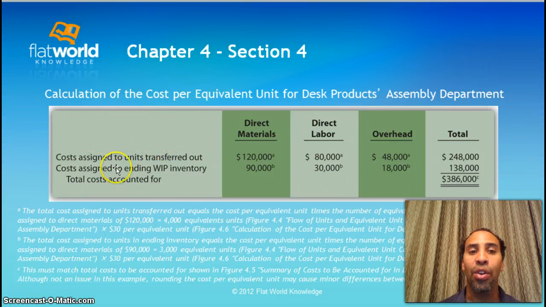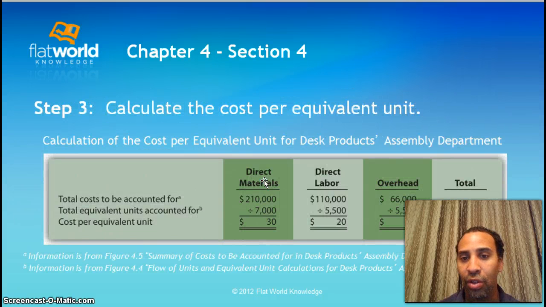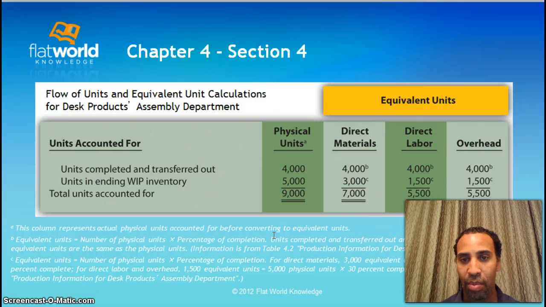Now you have to look for your cost assigned to ending work in process inventory. So you see that this is 90,000, 30,000, and 18,000. This one's a little bit trickier, so you wonder, where did I get the 90,000 from? You have your units that you ended in your work in process. So it's still going to be multiplied by the 30, the 20, and the 12, but you're going to multiply those numbers by 3,000, 1,500, and 1,500.